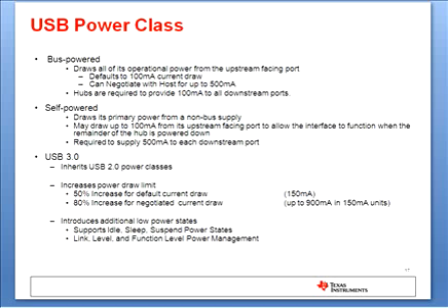For a self-powered entity, the operational power is mainly drawn from a non-bus supply. However, a self-powered entity may choose to draw the 100 milliamps that's allowed from the upstream facing port. USB 3.0 inherits the same USB 2.0 power classes with a couple differences. USB 3.0 budgets for a 50% increase in default current draw, or 150 milliamps, and 80% increase for negotiated current draw, or up to 900 milliamps. These are all specified in 150 milliamp units. USB 3.0 also leads to overall lower bus power by introducing additional low power states.